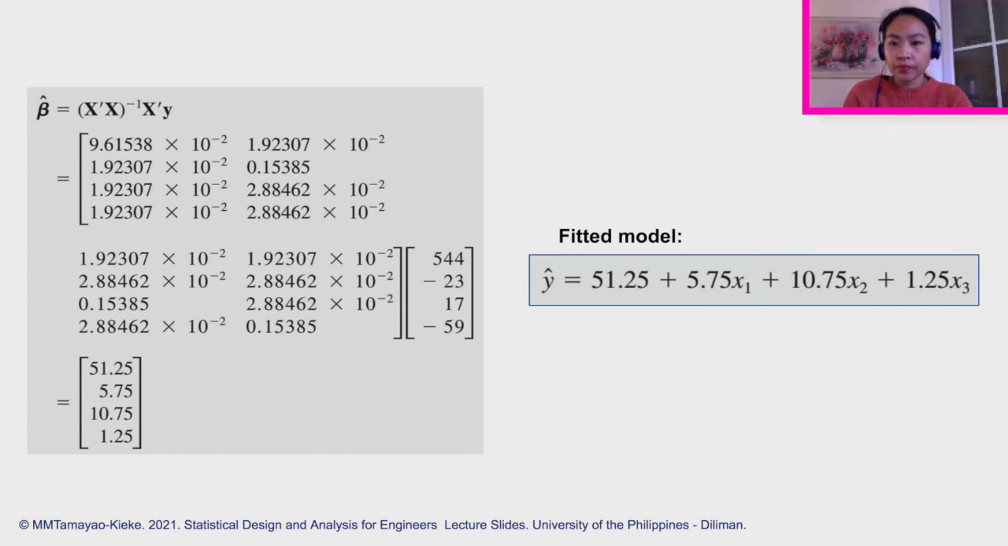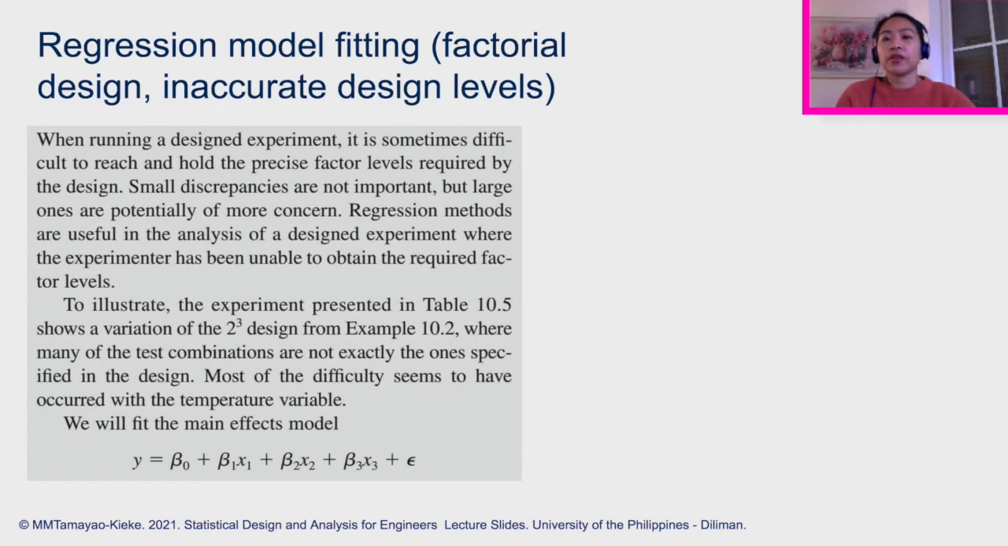How about if we have inaccurate design levels? Let's look at an example where we want to fit a regression model to a factorial design where the design levels are inaccurate. Again, from Montgomery, when running a designed experiment, it is sometimes difficult to reach and hold the precise factor levels required by the design. Small discrepancies are not important, but large ones are potentially of more concern.